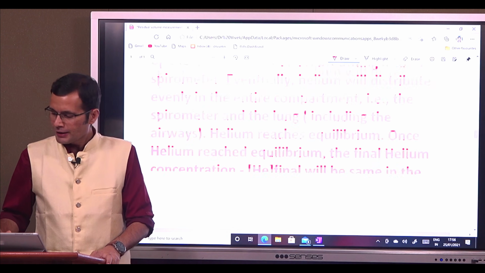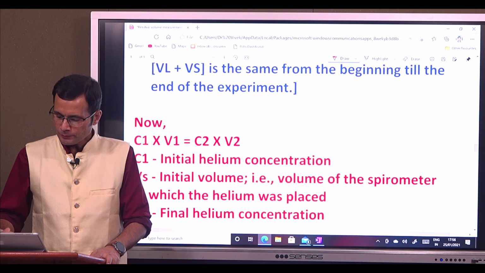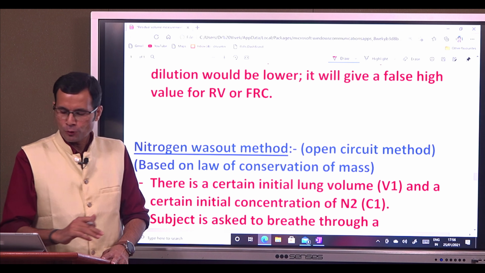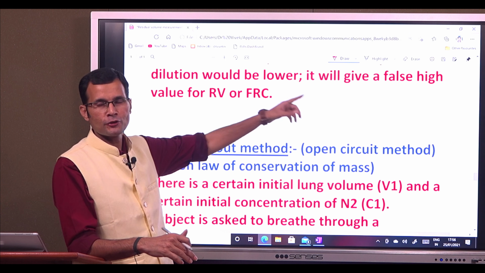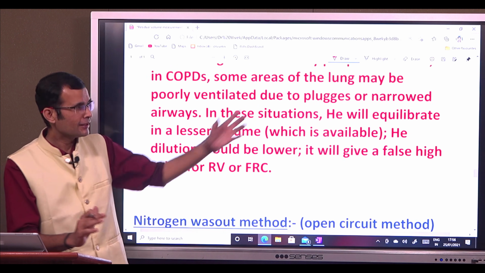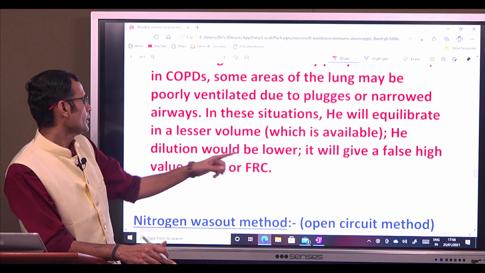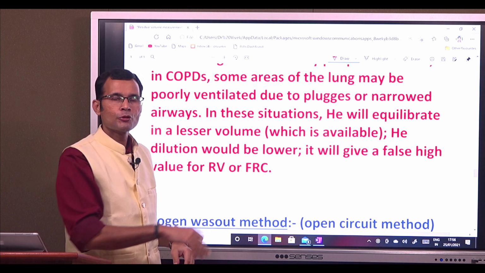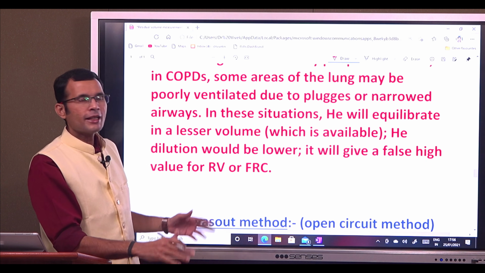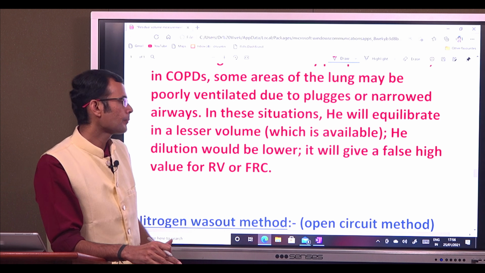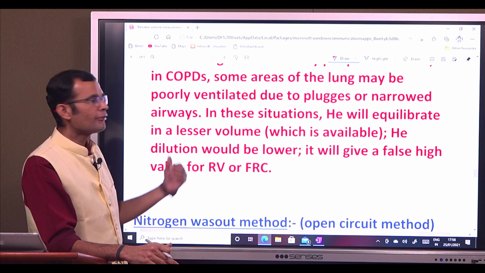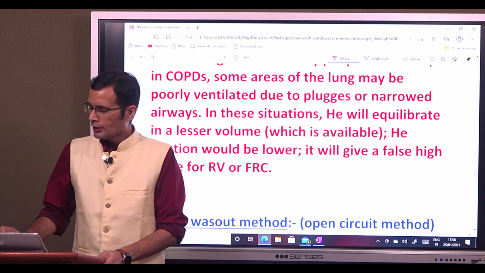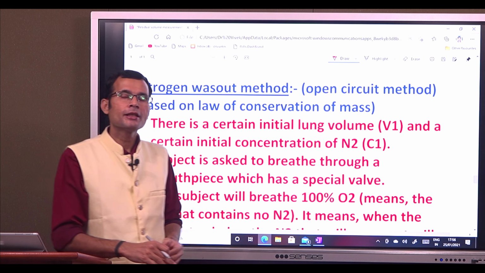So, that's the helium dilution method, and now we see the other method, the nitrogen washout method. Remember, in the case of COPD, in the helium dilution method, the dilution would be lower than expected because the entire lung was not available, and therefore it will give a falsely high value for residual volume or whatever volume you were measuring. That's a limitation to the helium dilution method.